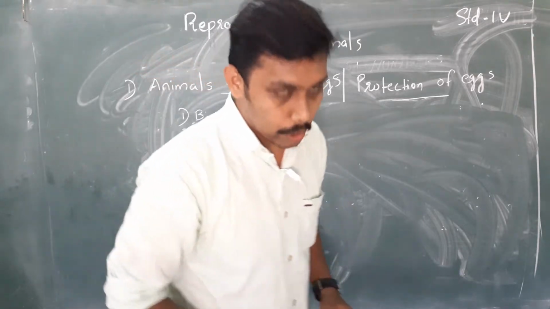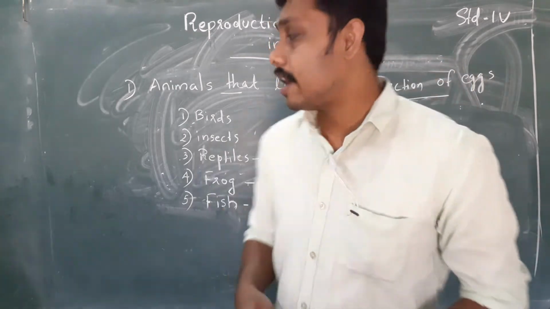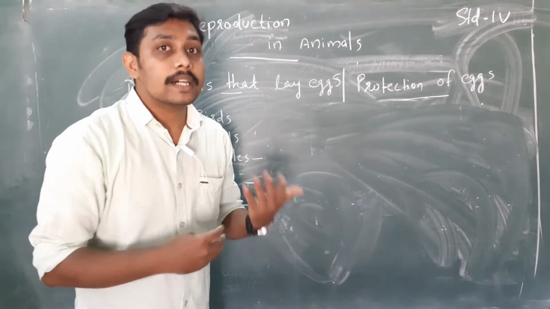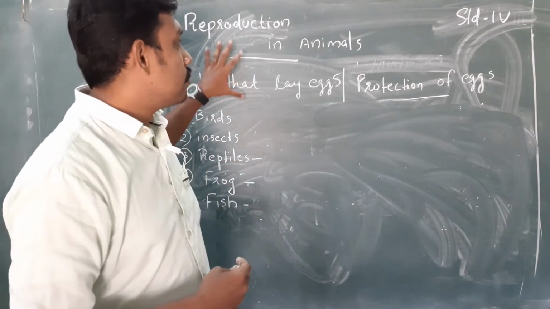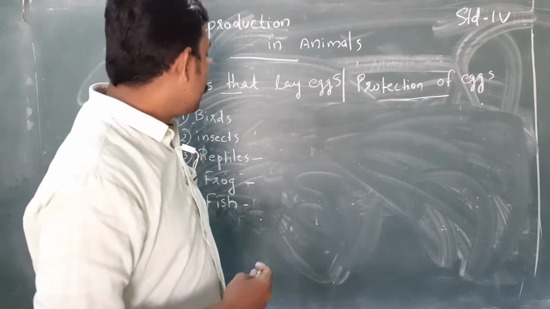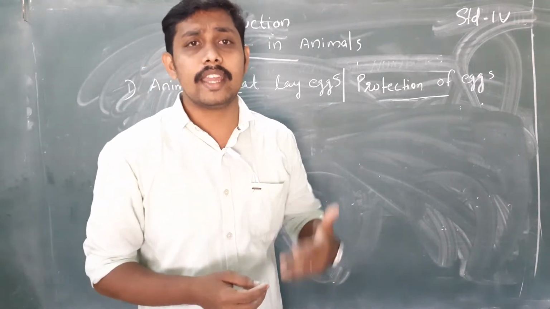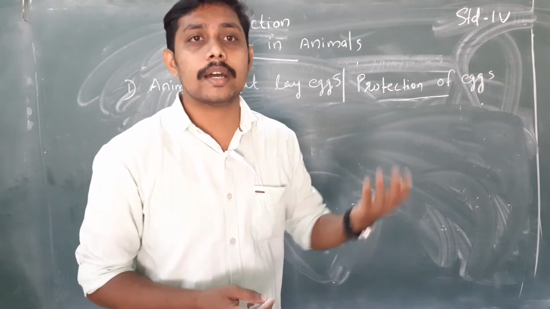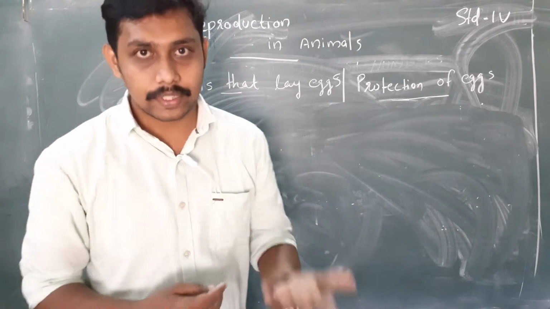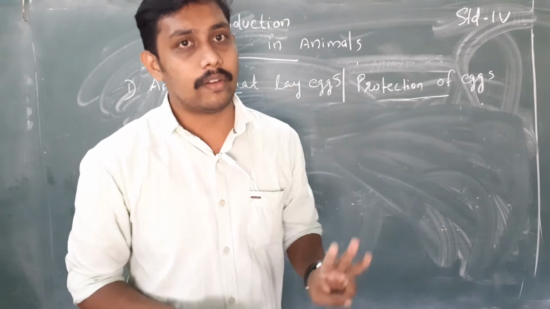Yes, animals reproduce in two ways. The first is animals that lay eggs, and also animals that give birth, isn't it? First we discussed animals that lay eggs, in which we discussed birds and insects. Birds mainly lay eggs, and we studied the parts of eggs and also the life cycle, and in the case of insects the life cycle is in different ways, isn't it?